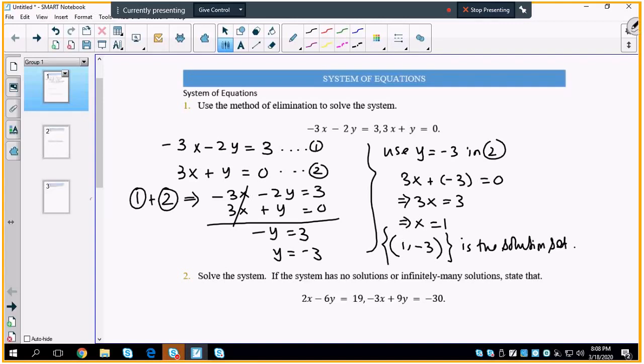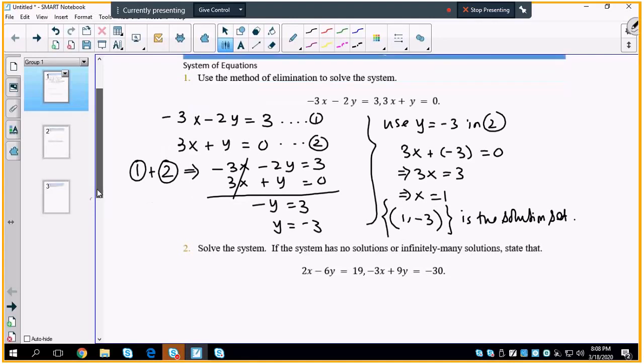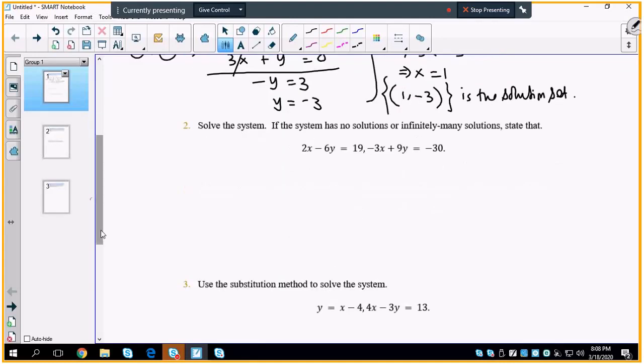So the next problem, I have not been asked to use any particular process. So what I will do, I will just go ahead and use the process of elimination. So let's write it as 2x minus 6y equal to 19. Call it equation number 1. Then I have minus 3x plus 9y is equal to minus 30. Equation number 2. So this one is not as good as the first one, but I can still manage.